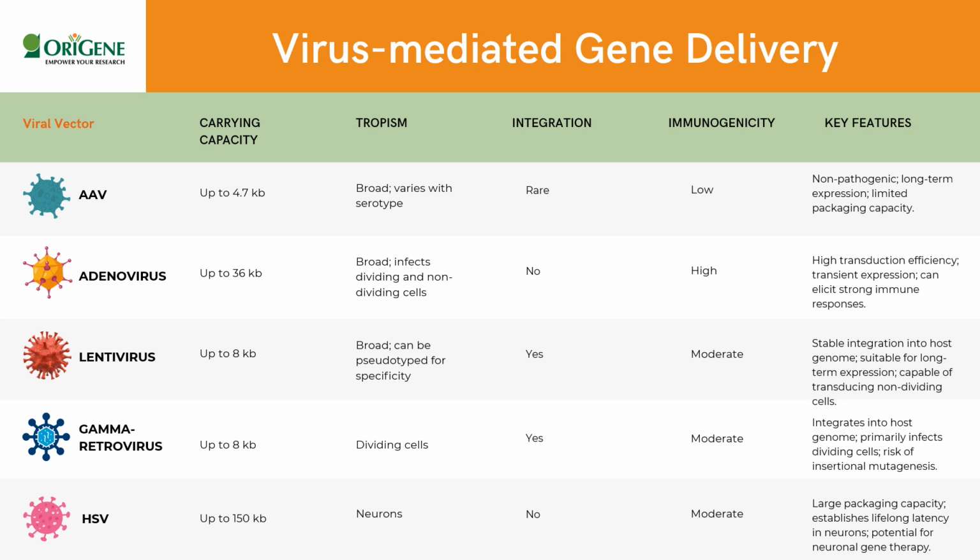HSV, or herpes simplex virus. This vector, along with having the highest carrying capacity, is also particularly effective at targeting neurons, making them a strong candidate for neurological research and gene therapy in the brain.